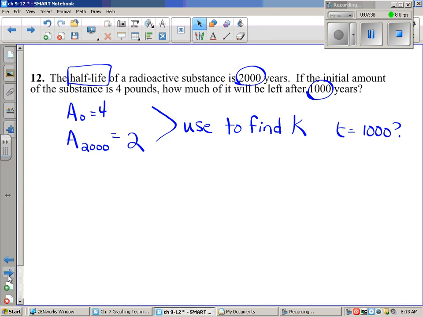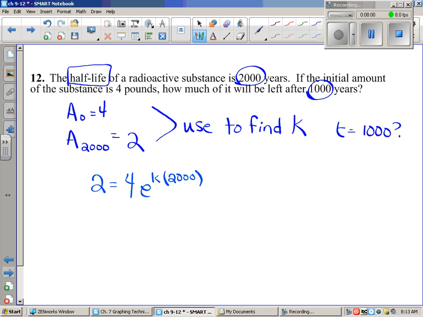In the past, in pre-calculus, when they would have told you what the growth constant is and then just asked you to find the amount at time 1,000, that's what they would do. Okay, so how do I use this? Well, I've got 2 equals 4, that was my initial, e. k we don't know, but time is now 2,000.